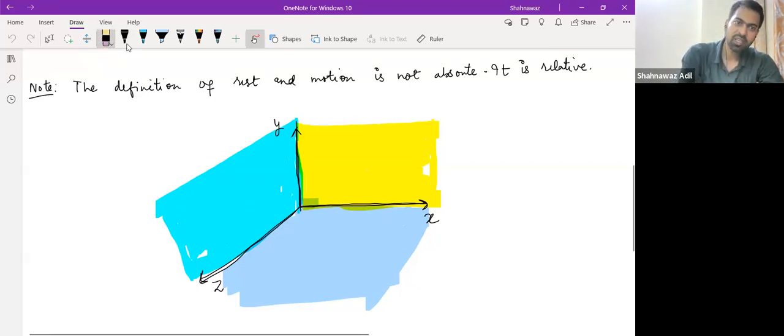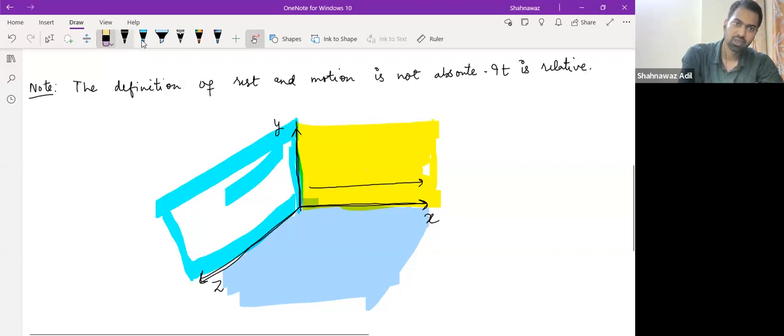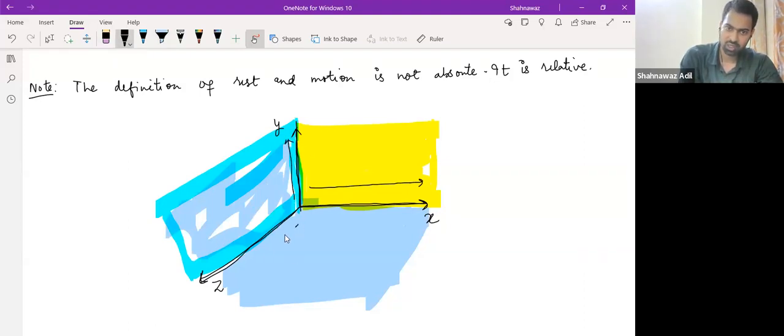So when a body moves, let's say, only in this direction, right? Or let's say a body is moving in the upward direction, so in the upward direction only. Or let's say a body is moving in this direction only. So how many coordinates do we need to represent all these motions?